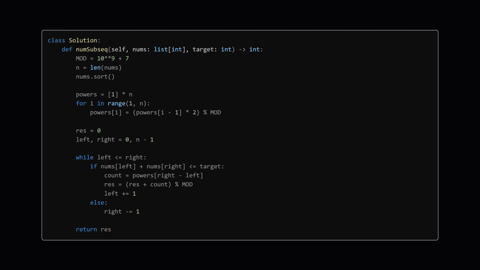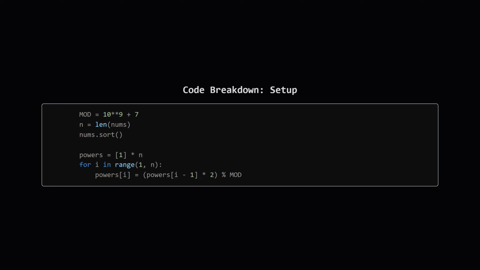Alright, here is the complete solution in Python. It might look a little dense at first, but it's just putting together the ideas we just discussed: sorting, the 2 pointers, and calculating the powers of 2. We'll step through it piece by piece, so don't you worry. First things first, we sort our list of numbers. This is the crucial step that makes everything else possible.